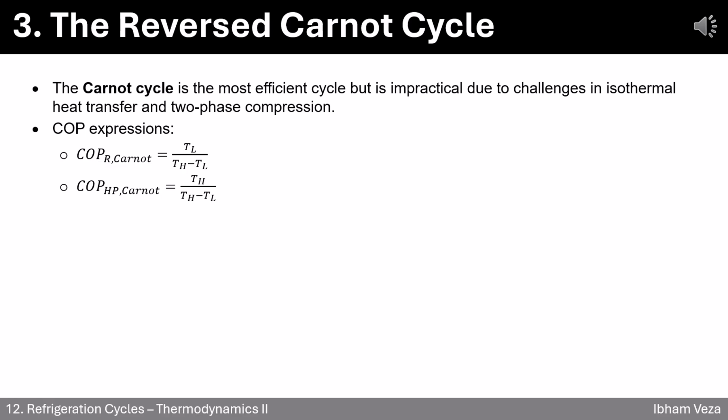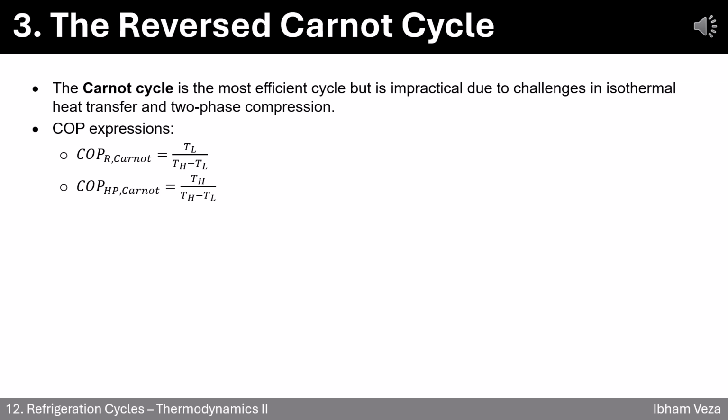The Carnot cycle is famous because it represents the highest possible efficiency for any cycle working between two temperatures. But here's the catch. It's like a perfect fantasy. It looks great on paper, but is almost impossible to use in real life. Why? Because it needs perfectly isothermal heat transfer and compressing two-phase fluids, which is practically unworkable.